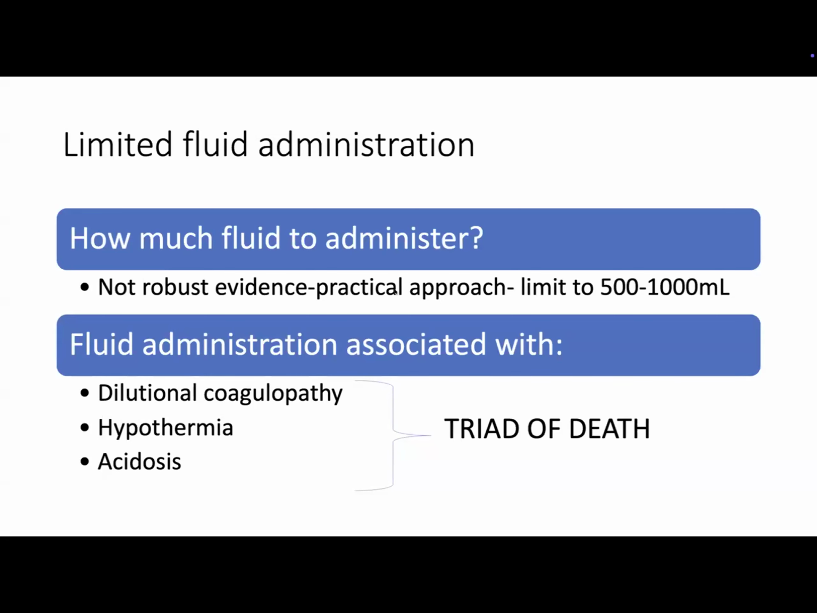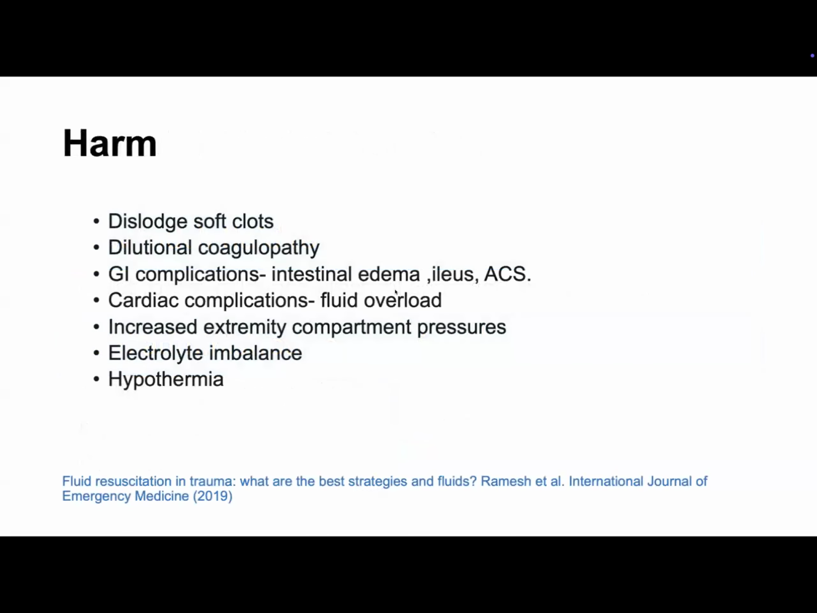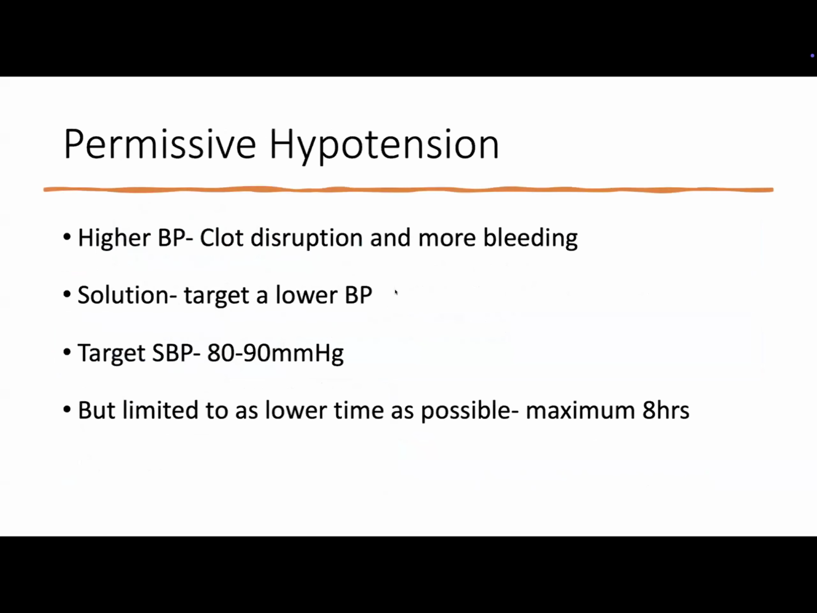So let us understand how much fluid to administer. We don't know, there is no robust evidence for this. The practical approach is to limit to 500 to 1000 ml. And fluid administration is associated with a lot of harm. It can lead to dislodgement of soft clots, dilutional coagulopathy, edema everywhere, fluid overload, compartment syndrome, electrolyte abnormality, and hypothermia. This is the reason why we want to avoid excessive fluid administration.